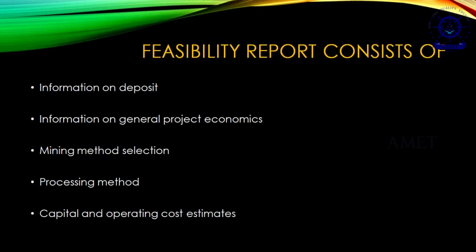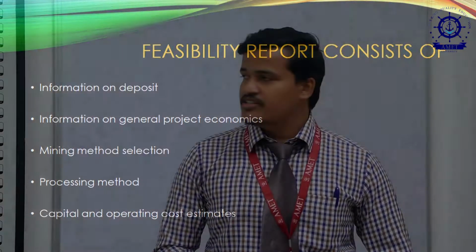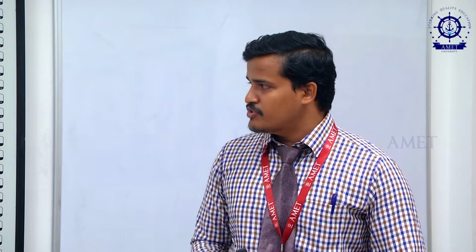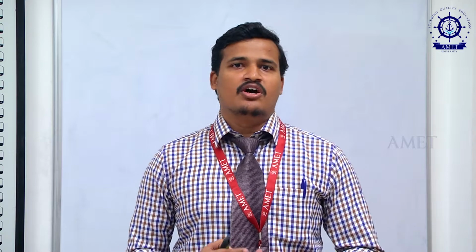So, now what is the main content of the feasibility report? The feasibility report mainly consists of 5 main topics: information on the deposit, information on general project economics, third is mining method selection, what sort of mining method, whether it is going to be open pit or underground, or even if it is going to be underground, what sort of mining method they are going to choose among the plenty of mining methods that are readily available.